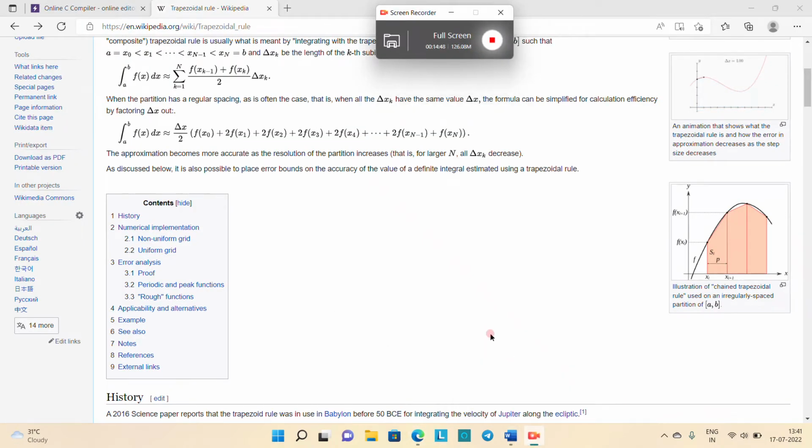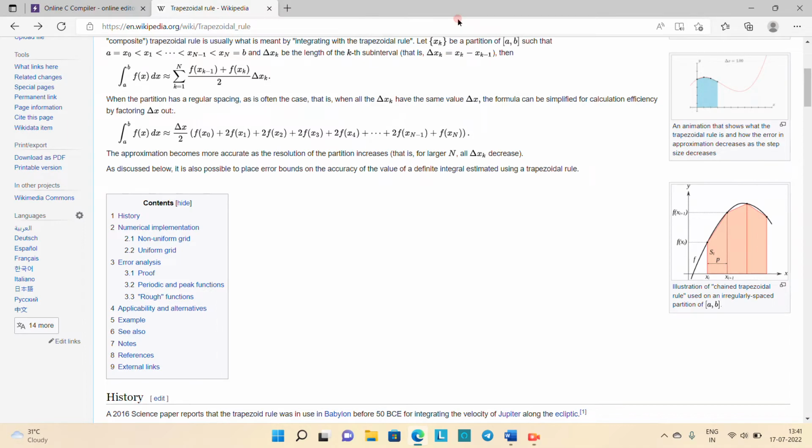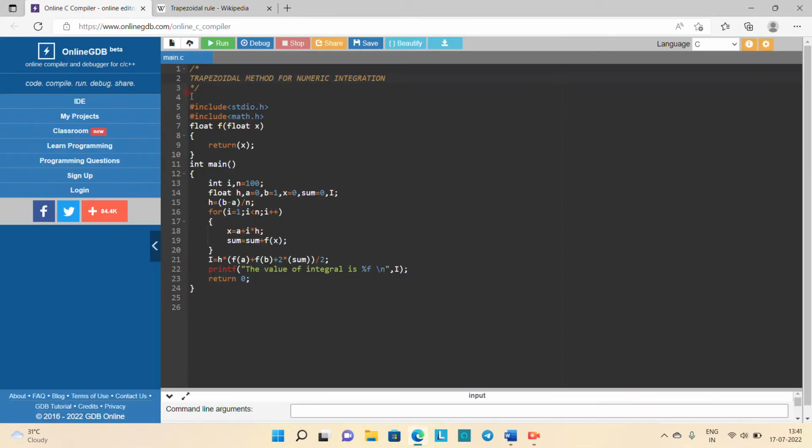Now the important part, how we can write a program. So let's go to the program right away. This is the program. I have put a comment first. As you know, before writing any comment at the top, you give a slash and star, and then star slash, and you write the comment in the middle. I have written this program in a hurry, so if I have made any spelling mistake, please forgive me. Trapezoidal method for numeric integration, that is right.